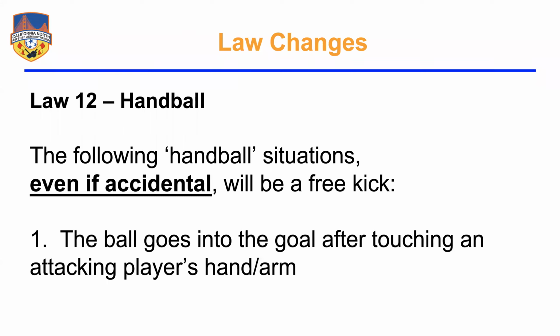If the ball goes into the goal after touching an attacking player's hand or arm. Full stop. Even if it's an accident, we're going to give a free kick to the defensive team, because it's not fair for a team to score a goal off of the hand or the arm, even if it's by accident. It's just not fair, and so IFAB has made this change so that even accidental handballs that lead to a goal, we don't want to have them happening. Again, only if it touches the attacking player's hand or arm.